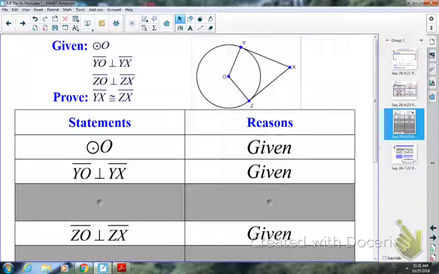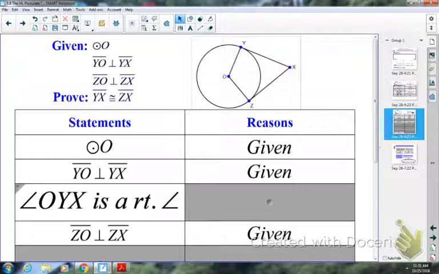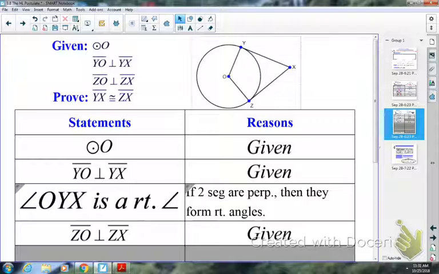Okay, now, some of you would do this in a different order, but the way I have it set up, let's just go with the order that I have. If you have perpendicular segments, in this case YO and YX, what do you know? That you have right angles. So we can state that angle OYX is a right angle. My reason, if two segments are perpendicular, then they form right angles. So right now, I have a right angle at Y. You could actually just state, if you wanted to, that angle Y is a right angle. I'm okay with that.